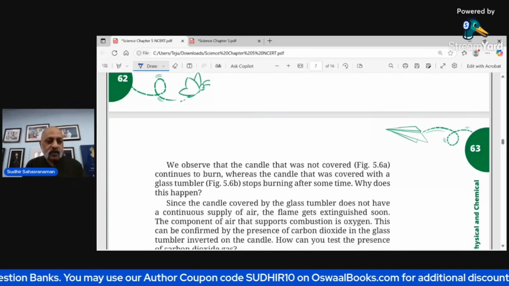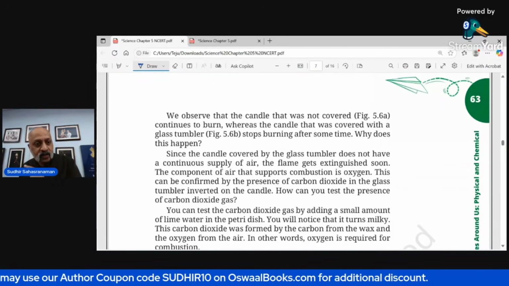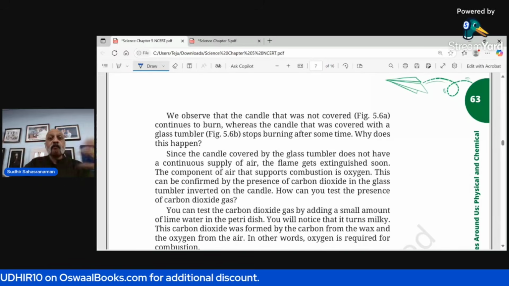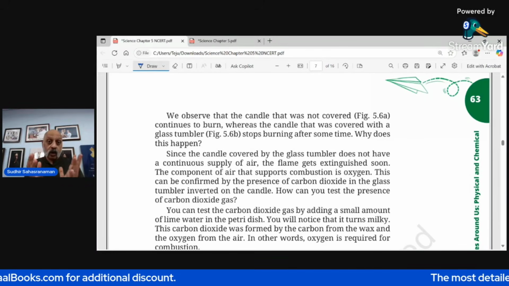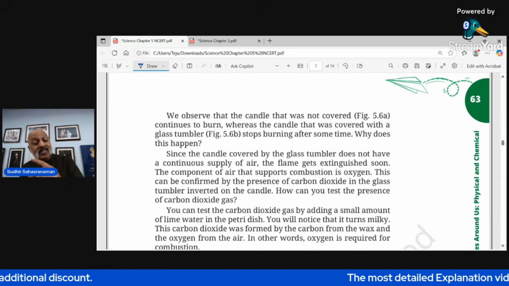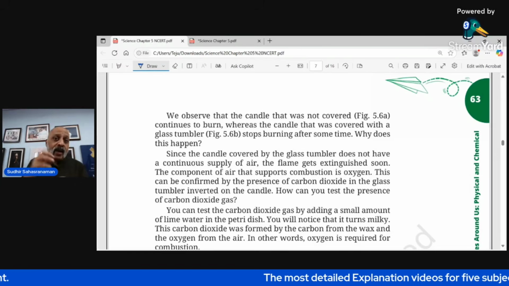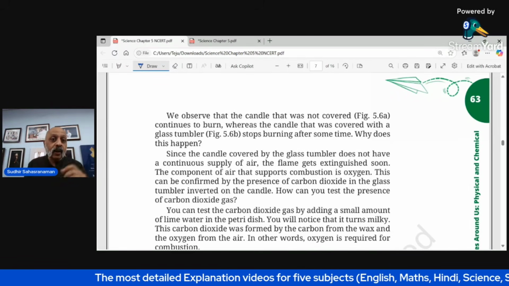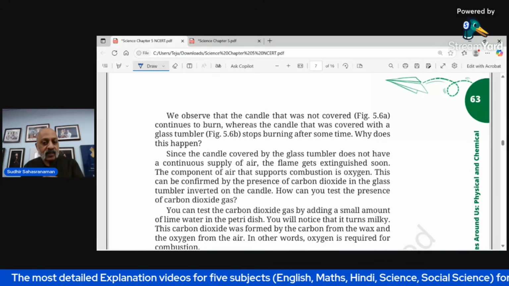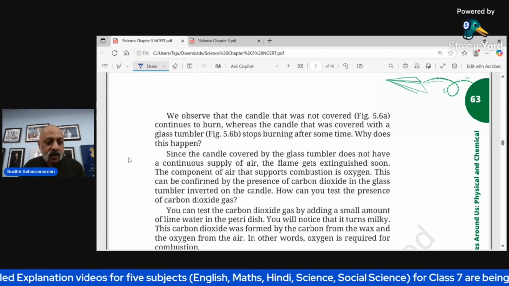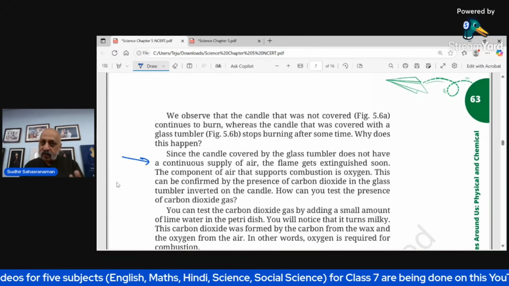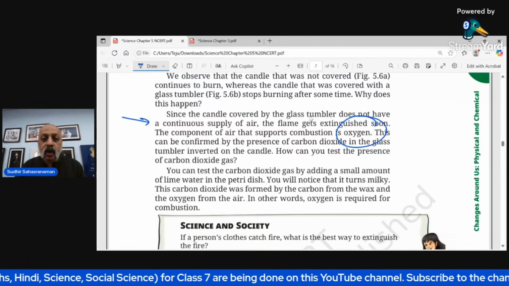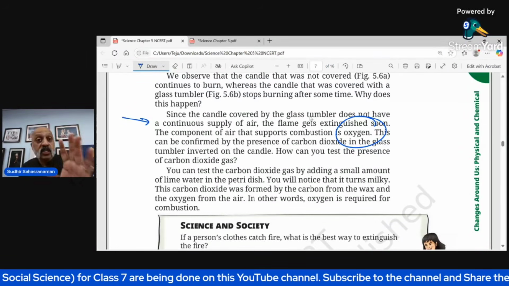Okay, so what happens? So the candle which was not covered continues to burn. Why? Because it is getting a steady flow of oxygen around it, right? Whereas the candle that was covered by a glass tumbler is extinguished. It stops burning after a while. Since the candle covered by the glass tumbler does not have a continuous supply of air, the flame gets extinguished. So the component of air that supports combustion is oxygen.